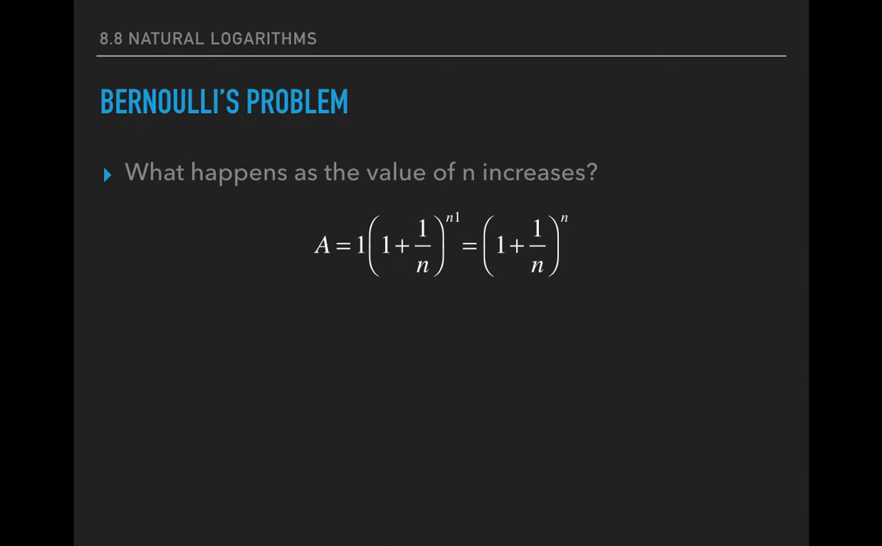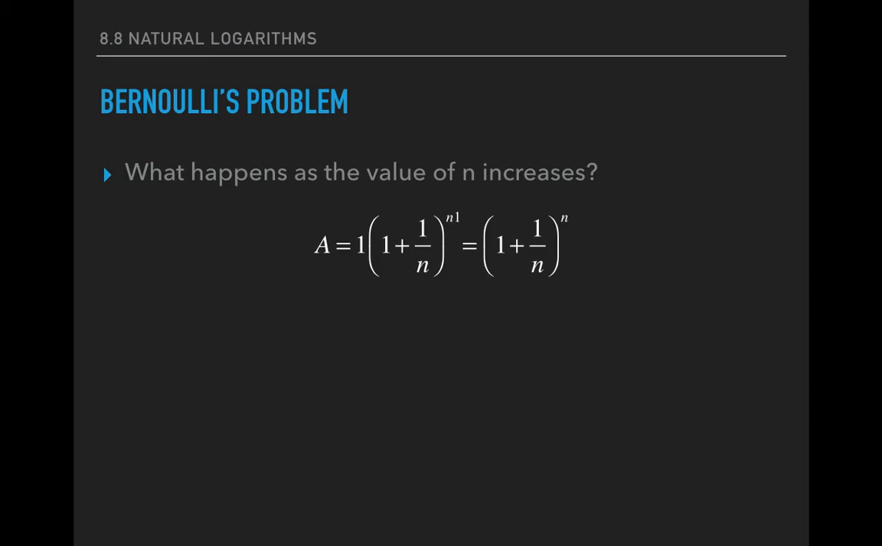What he found is that it doesn't just keep growing, shockingly. It actually reaches a point where it's not growing much at all. At first it grows crazy fast, but then it reaches a point where it's approaching this number, and when it's approaching something, we call that its limit. So there was a limit to how much could actually be earned, and that limit number is what we know to be e.